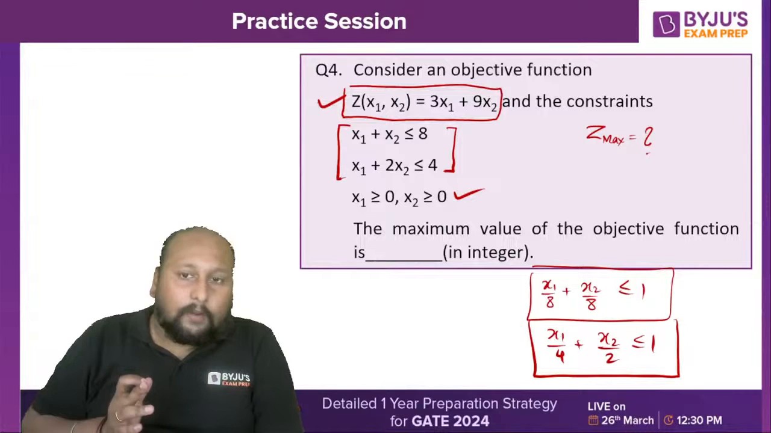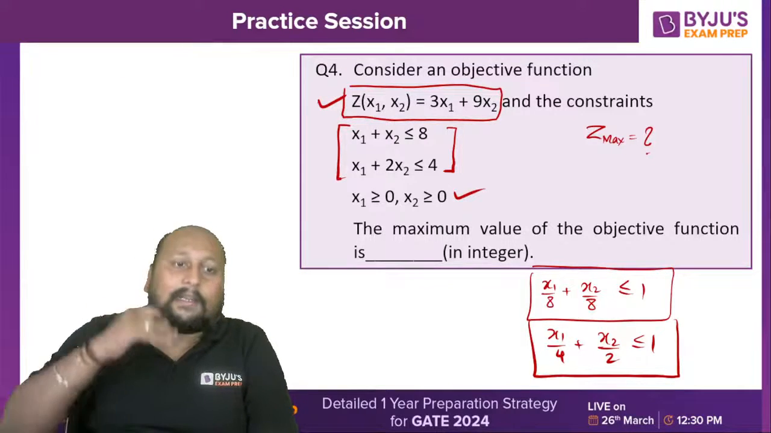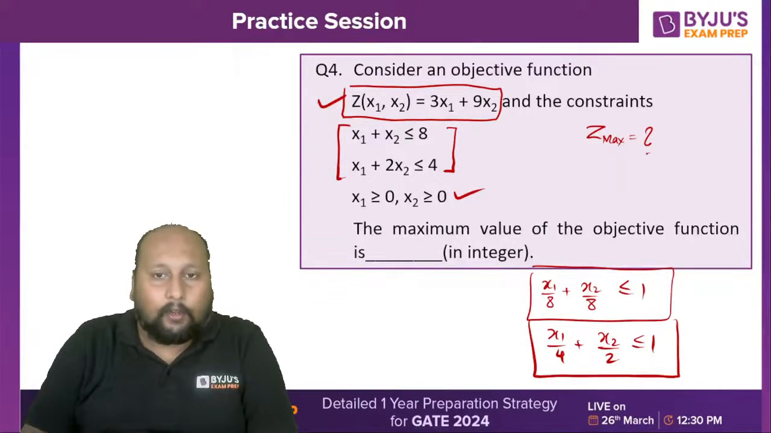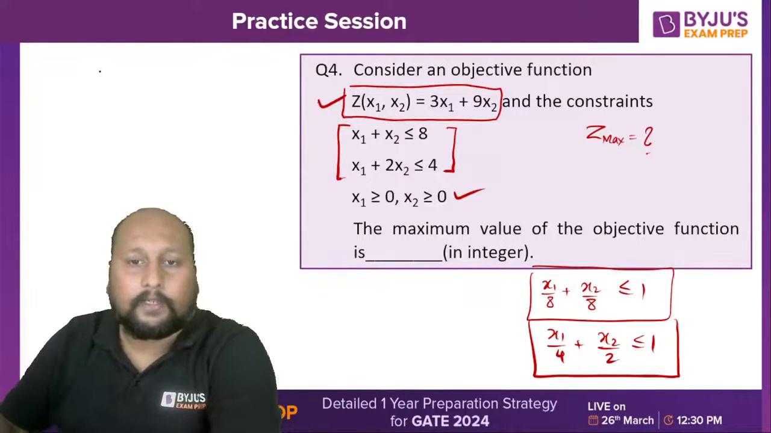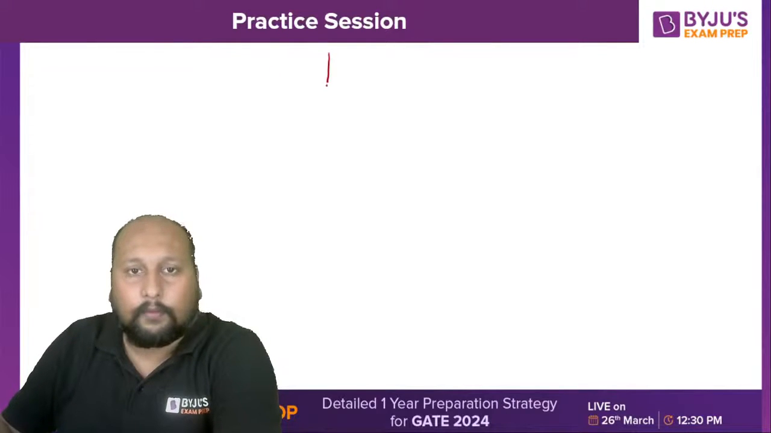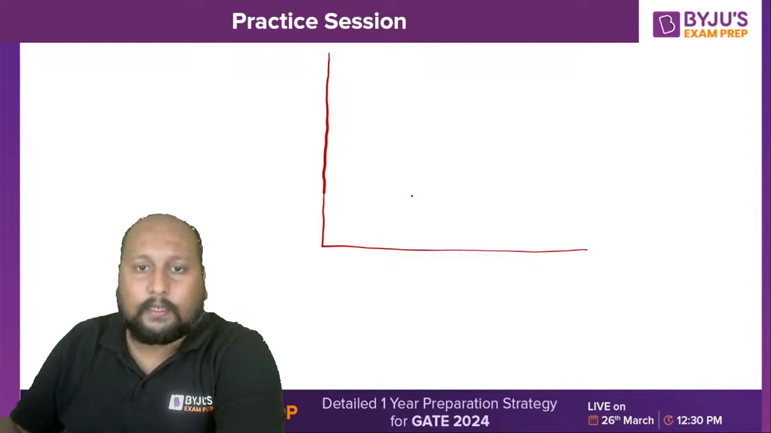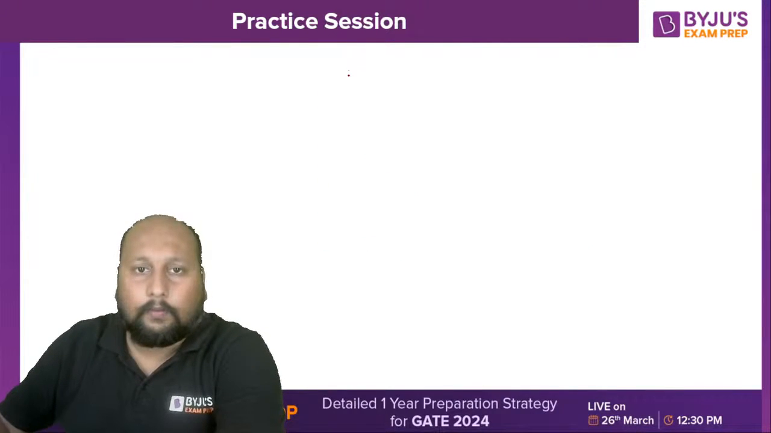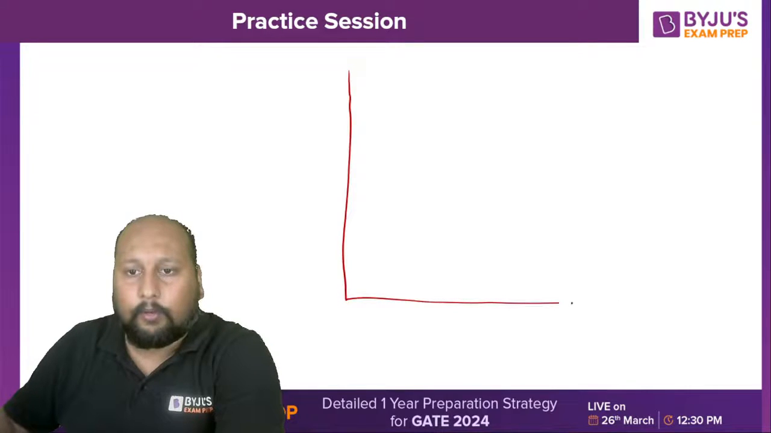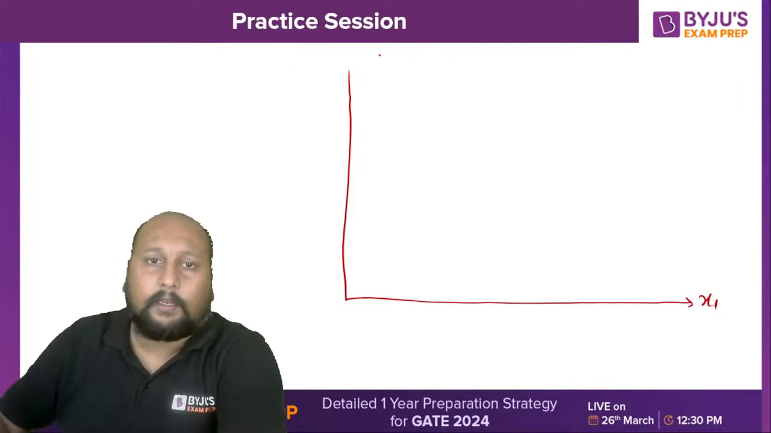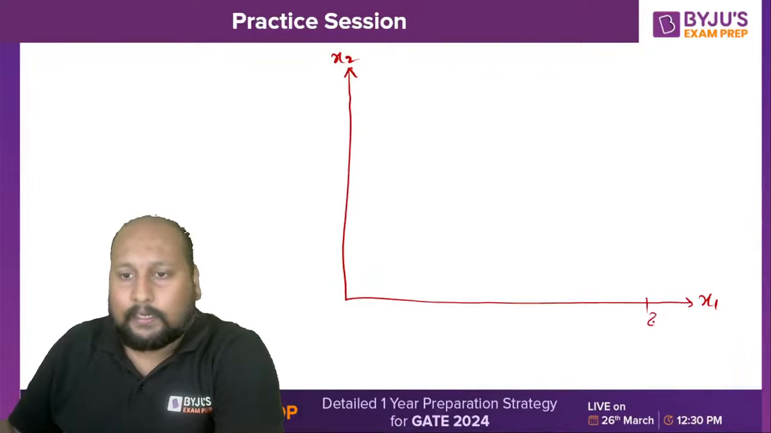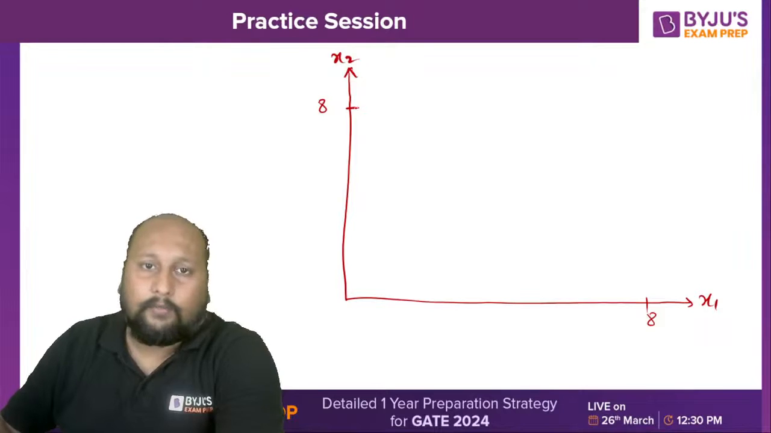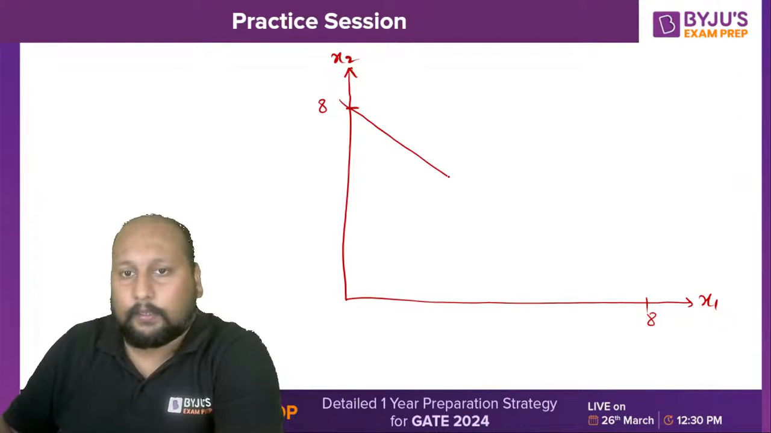Okay. Saurav has given me one answer as 36. Let us cross check whether this is correct or not. Okay, fine. Now let's try to plot this on the graph. On the horizontal axis, we need to have some straight line. X1, X2, 8 and 8. Let's say this is 8, this is 8. So definitely we'll have the first constraint like this.